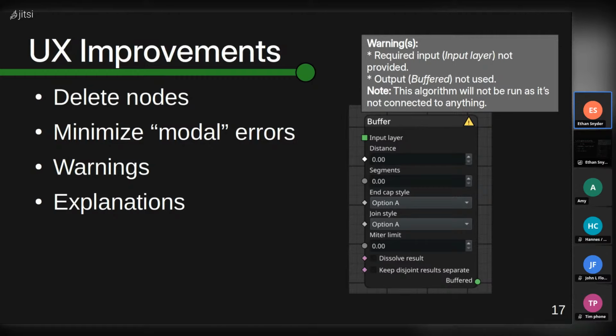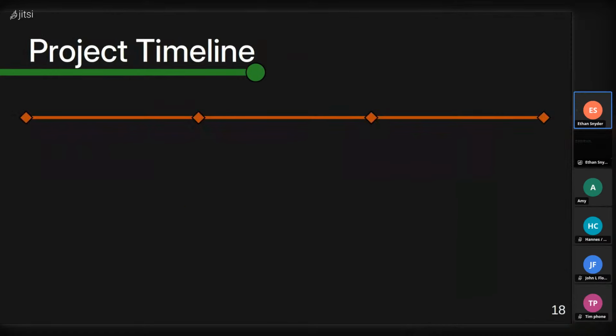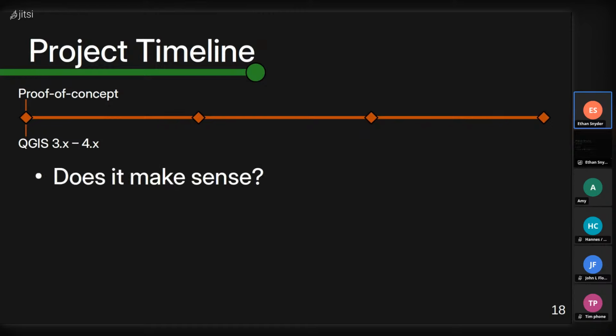So we do have a very, very loose, rough project outline and timeline of what the plans are for this project. Currently we are here in the proof of concept phase, and the timeline for this phase is QGIS version 3 through 4. Basically, the whole purpose of this phase is to figure out: does this kind of UI UX for graphical modeling make sense? Will this work in the context of QGIS?